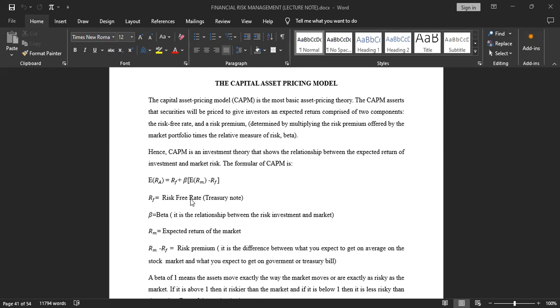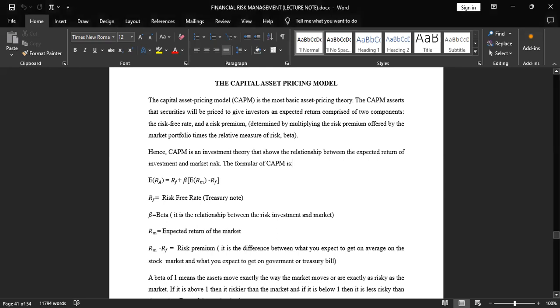Then we have beta. Beta is measuring the risk of the investment you make in relation to the market. If beta is 1, then it means that it is as risky as the market itself, right? And if beta is less than 1, then it means it's less risky than what? The market. And if beta is more than 1, then it is riskier than what? The market.